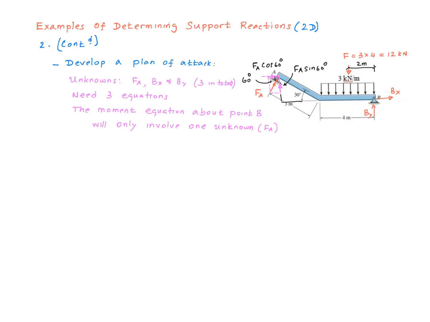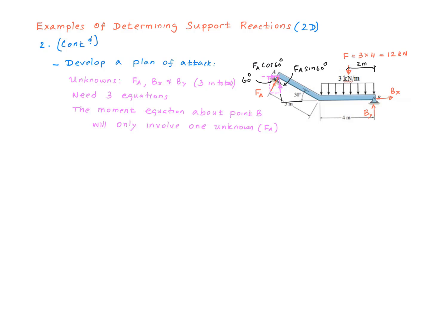Now we want to develop a plan of attack. We see that the force equation in the horizontal direction will bring in FA cosine 60 and Bx, so we're going to end up having two unknowns. Force equation in the vertical direction will bring in FA sine 60 and By, so we're going to end up having two unknowns. But if I take a moment about point B, Bx will not show up, By will not show up, and therefore there will be just one unknown in that equation.